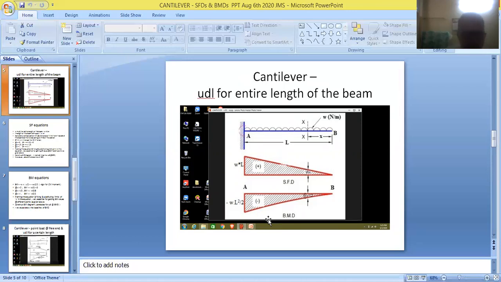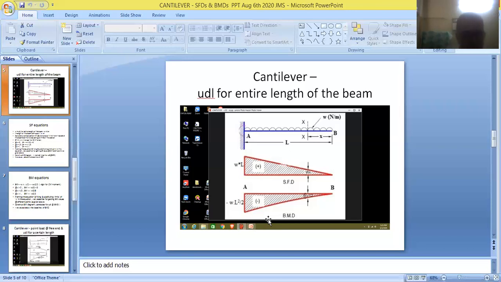So at x equal to 0, we got it as 0. So you are marking here. And at x equal to L by 2, we got it as minus wL square by 8. So that is at L by 2, this is the distance, minus wL square by 8. And at x equal to L meter from the free end, we got it as minus small w L square by 2. So this distance will be representing the value.